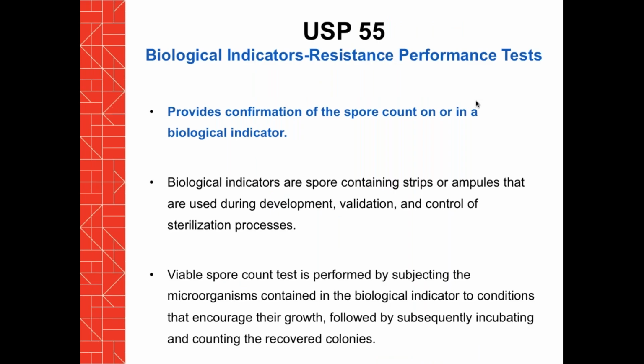USP 55 provides confirmation of the spore count on or in a biological indicator. Basically, the biological indicators are spore-containing strips or ampules that are used during the development or validation process. This viable spore count test is performed by suspending the microorganisms contained in the biological indicator in conditions that encourage their growth, followed by incubating and counting the recovered colonies.